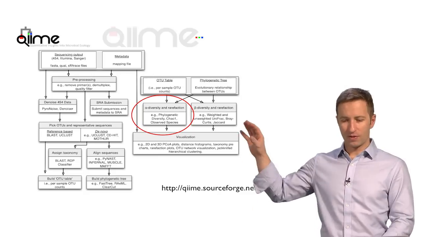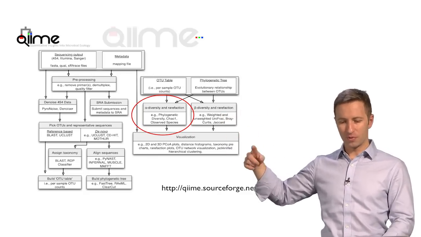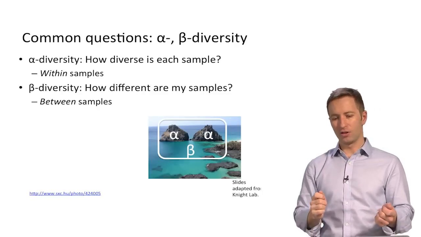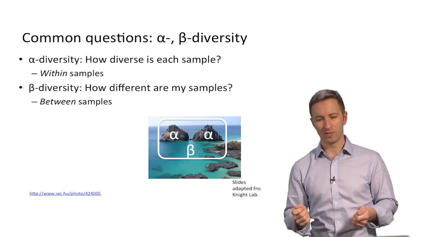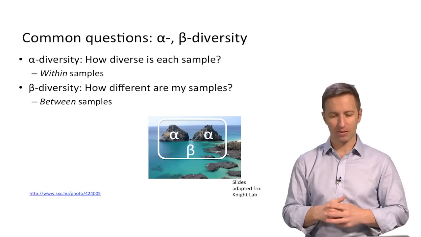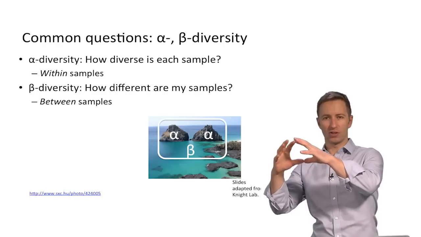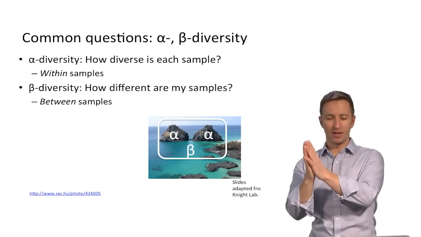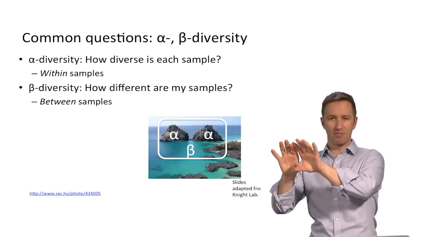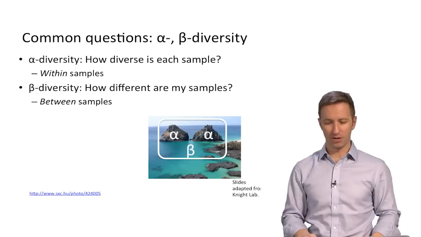Then once you've got the OTU table and a phylogenetic tree, we can do some diversity analysis. There are two types of diversity analysis that Qiime does. They're usually referred to as alpha and beta diversity. We'll be talking about those in another video. Alpha diversity basically measures the diversity within a sample or within an environment. And then beta diversity measures the diversity between environments, so how different are two different environments.